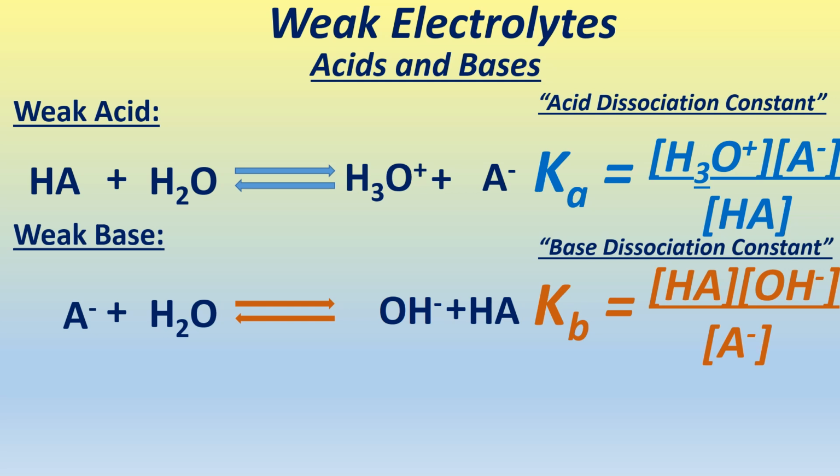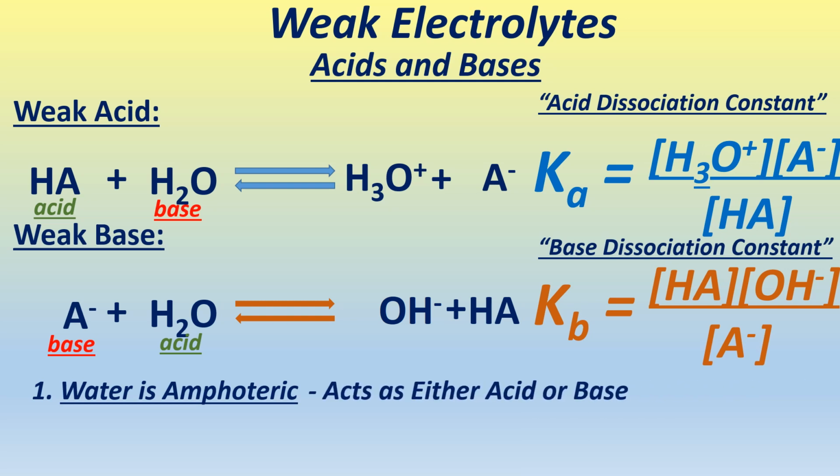For example, in the first case, HA is giving away a proton, and it's giving it to water. That makes HA an acid. Water is acting as a base. In the second case, H2O is giving the proton to A-. That makes water the acid. So the first point, new word for the day: water is amphoteric. One of the reasons why water is essential for life is that it can act either as an acid or a base.